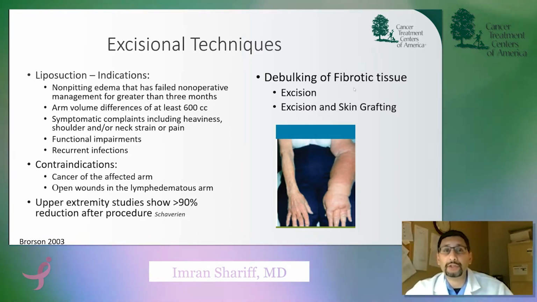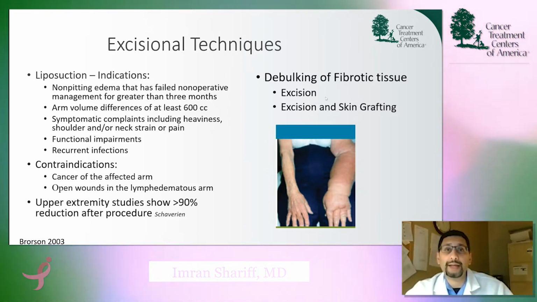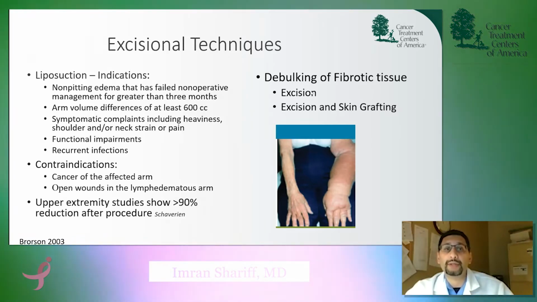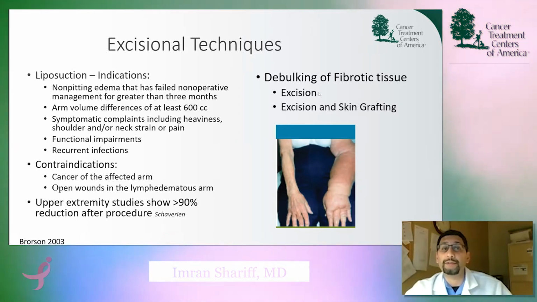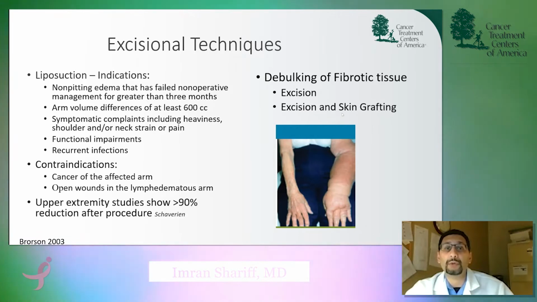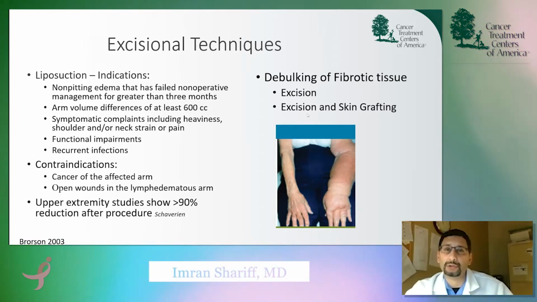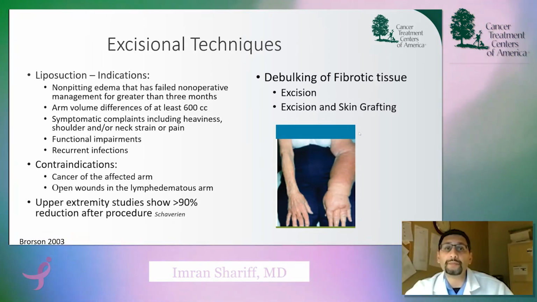Debulking of fibrotic tissue involves excision of the mass of lymphedema surrounding the arm. This is not only the fat tissue like in liposuction, but also the surrounding tissue. But also, if the area is very large, it may involve skin grafting. That's called the Charles procedure.